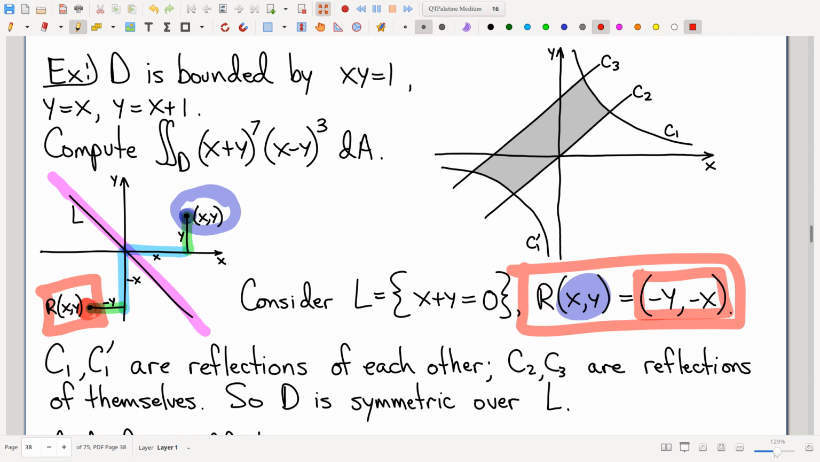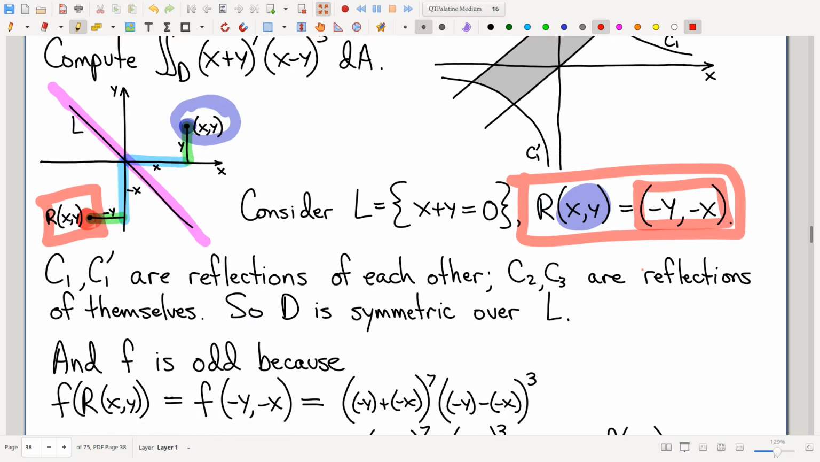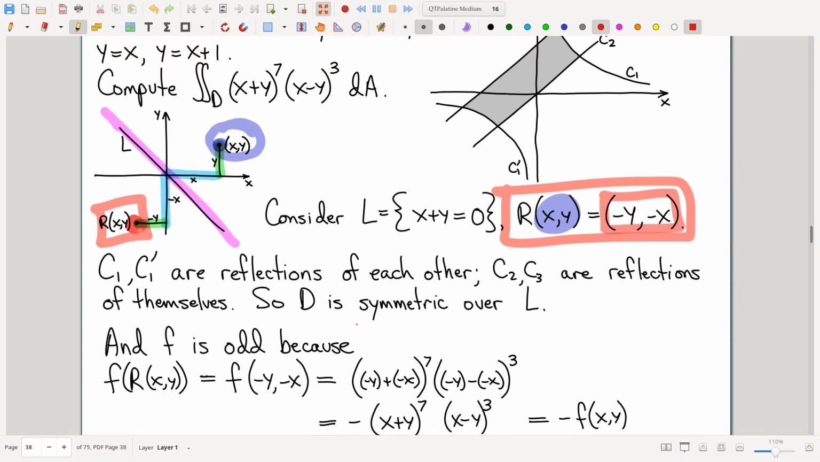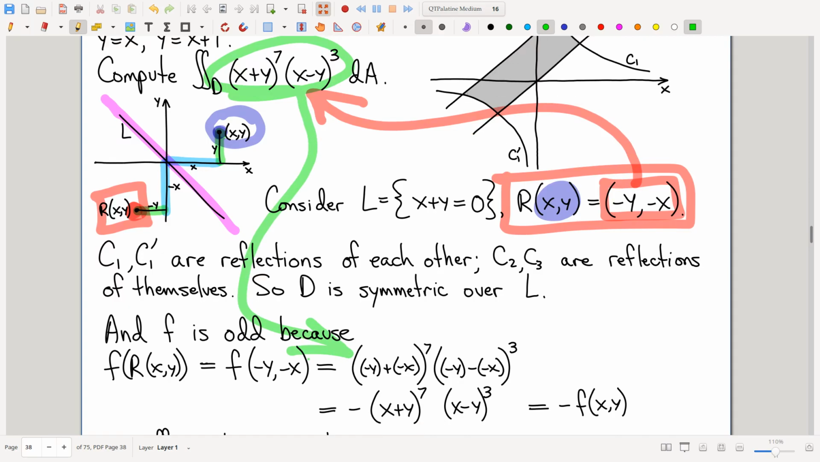And then once you have this reflection, then you can persuade yourself. It's just kind of a matter of plugging in. You take this reflection, you plug it into there. This becomes that, and you chase it on down, and sure enough, you get the minus sign that you need. So it works. Integral 0 by symmetry.